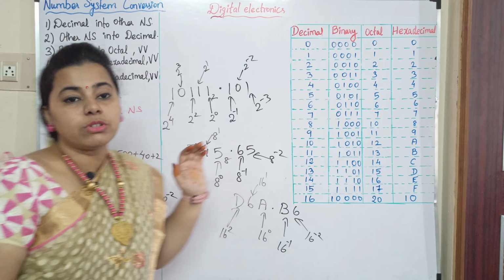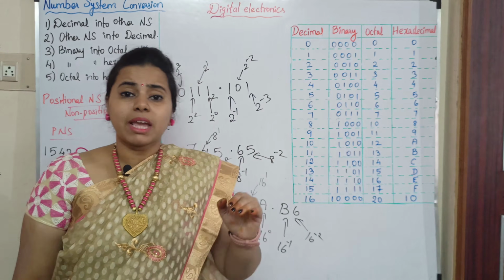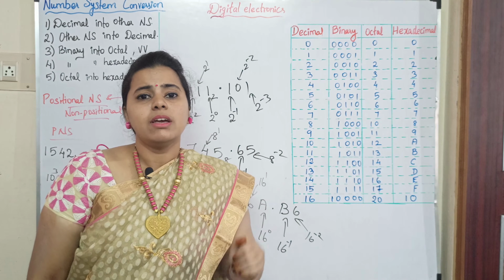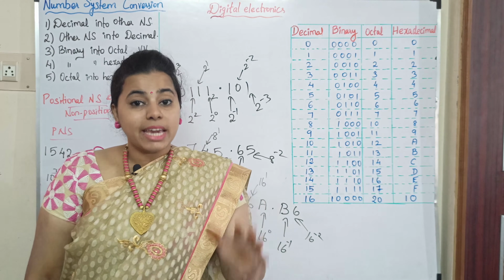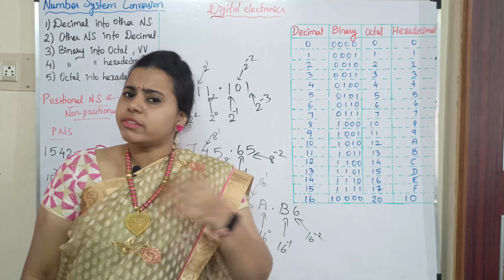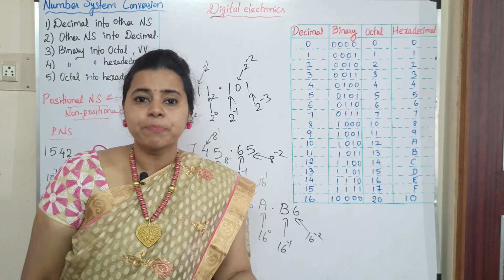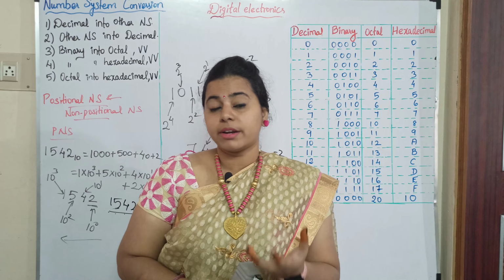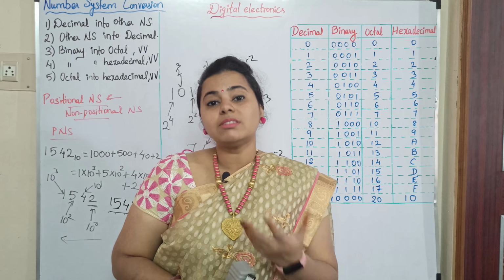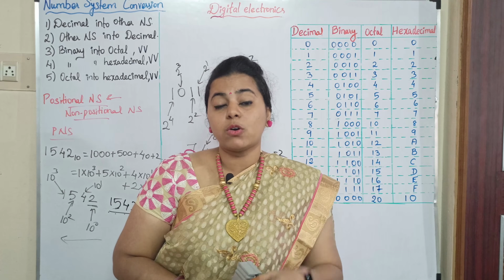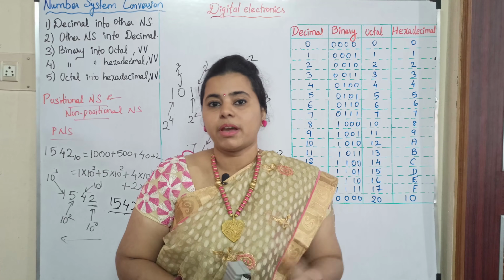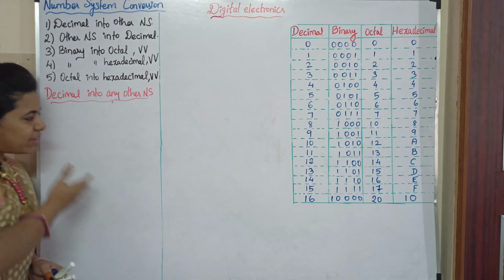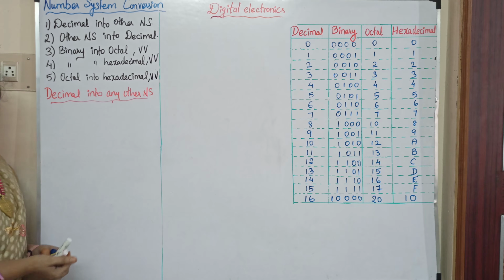And coming to non-positional number system, another name for non-positional number system is non-weighted number system. So here each digit is independent of its position. There is no weightage based on its position. This non-positional number system is used for shift positional encodes and for error detecting purposes. Examples for non-positional number system are Gray code, Roman code, XS3 code, etc. That's all about positional and non-positional number system. Now we will discuss decimal into any other number system.